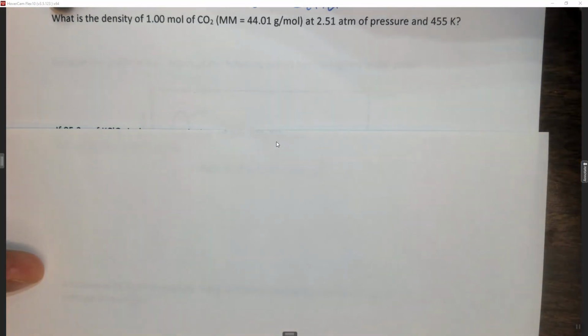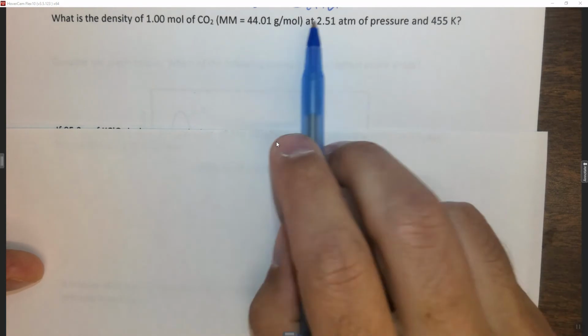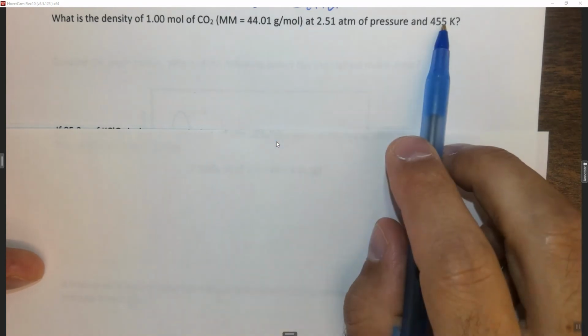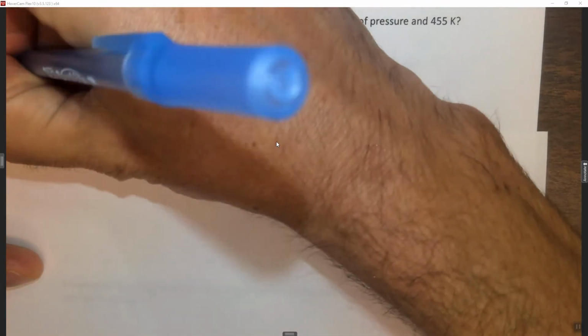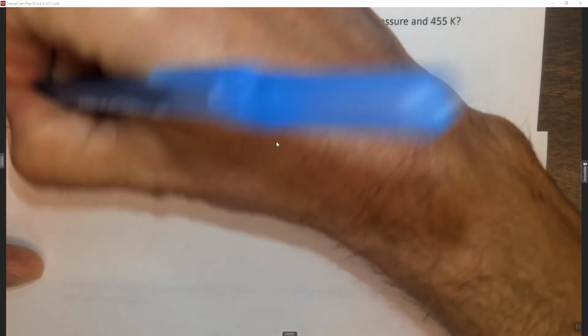So if you haven't watched the previous question, please watch that one first. It says, what is the density of 1 mole of carbon dioxide at 2.51 atmospheres of pressure and 455 K? So density equals the mass divided by the volume. Usually it's small m. The mass divided by the volume.